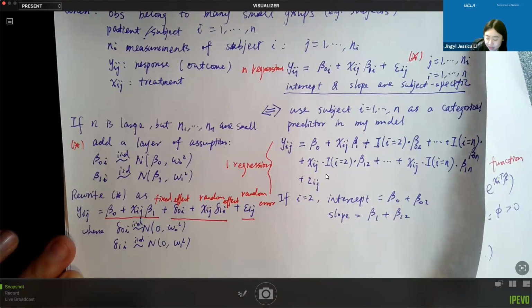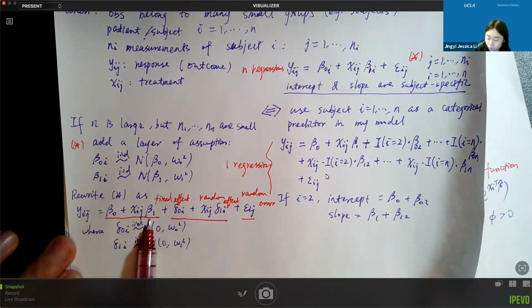Okay, so that's it. And also I want to say that often we are just interested in this beta 1, the common slope, because that means the effect of the treatment regardless of subjects. That's usually of our scientific interest. And that subject specific slope, which is beta 1 plus delta 1i, that is usually not of our interest that much because we want to design a drug that is universally effective. And so subject level differences must be considered into our modeling, but that difference itself is not of our primary interest. Does that make sense?